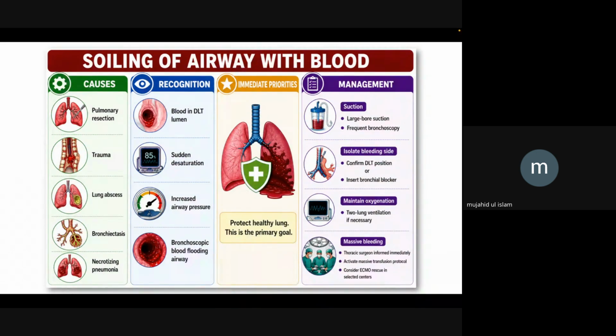Bleeding into the airway is a life-threatening complication that may occur during pulmonary resection, trauma, lung abscess, bronchiectasis, or necrotizing pneumonia. It should be suspected if there is blood in the double lumen tube, sudden desaturation, increased airway pressure, or blood seen in the bronchoscopy. The immediate priority is to protect the healthy lung. Management includes aggressive suctioning, confirming DLT position, or using a bronchial blocker to isolate the bleeding lung, maintaining oxygenation with two-lung ventilation if required, and informing the thoracic surgeon immediately in cases of massive bleeding.